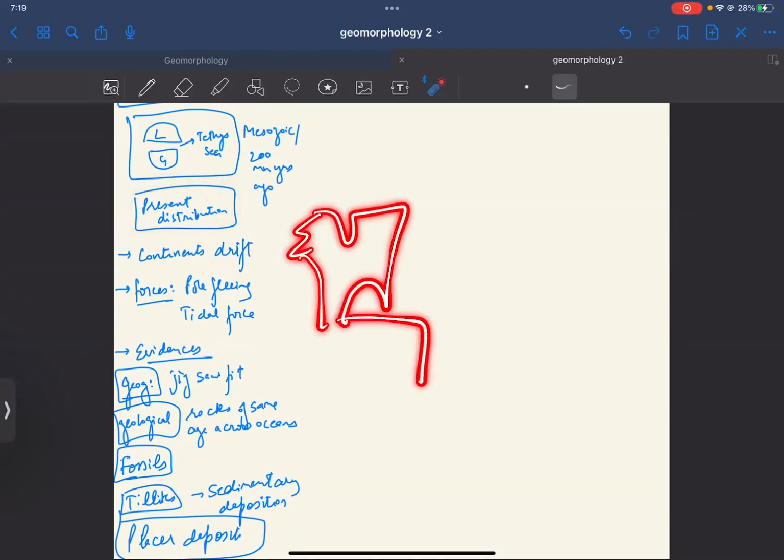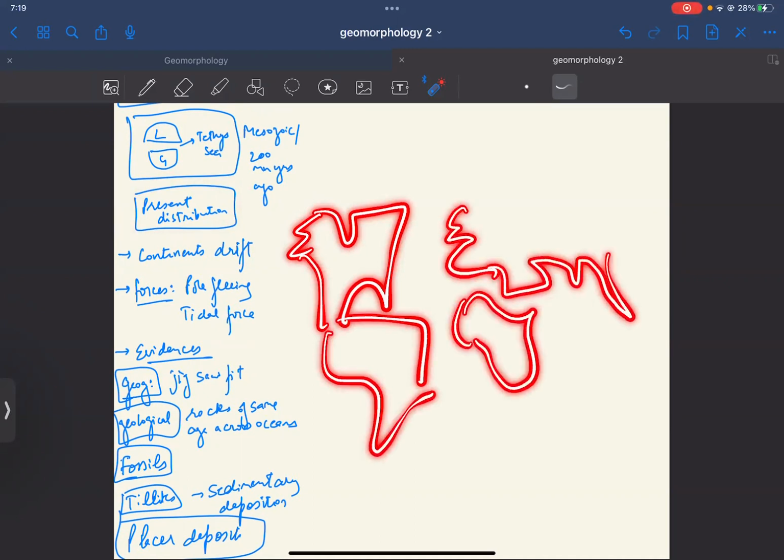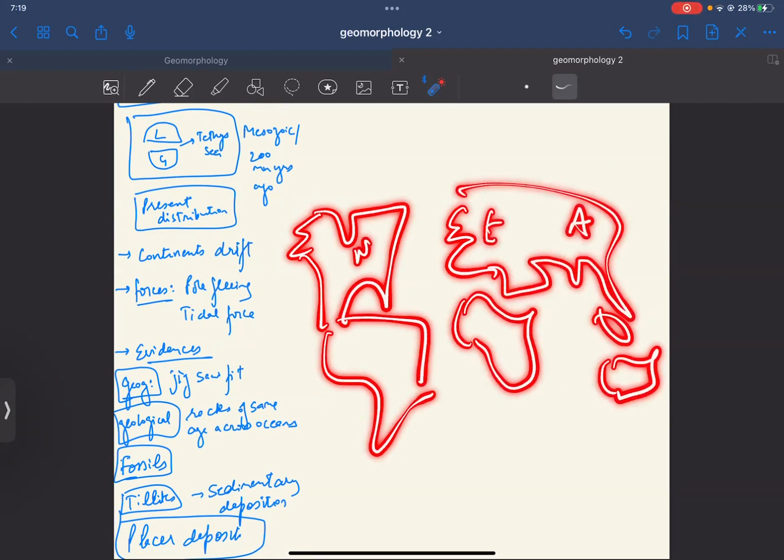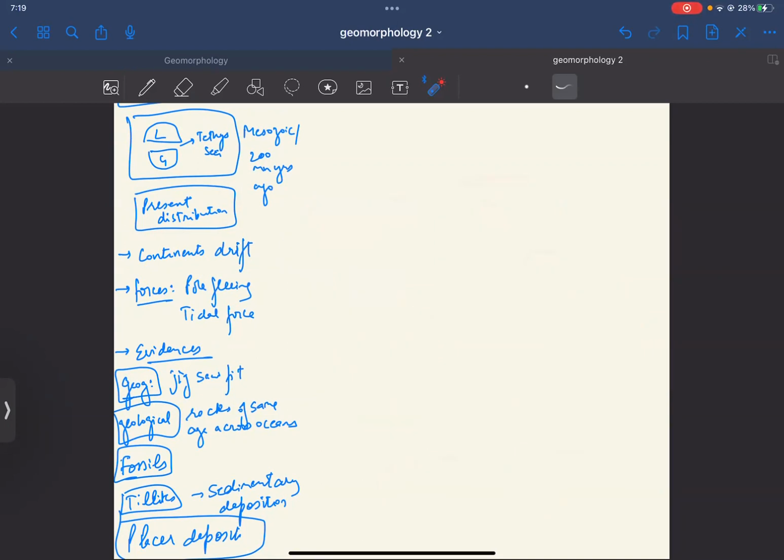I hope you know the present continents: Europe, Asia, North America, South America, Africa, Australia. Then over here we have Antarctica. So these are the present continents and also the oceans: Pacific Ocean, Atlantic Ocean, Arctic Ocean, Southern Ocean, Indian Ocean. I hope you know all these oceans.